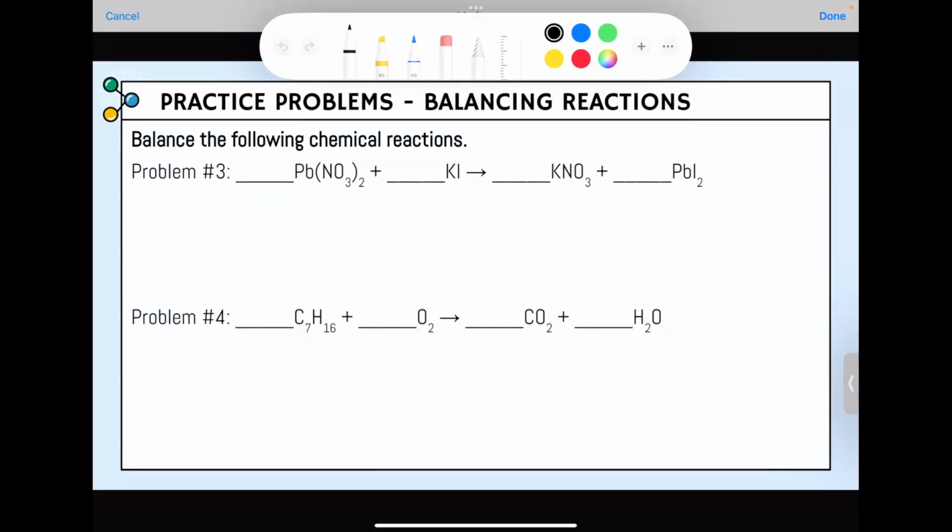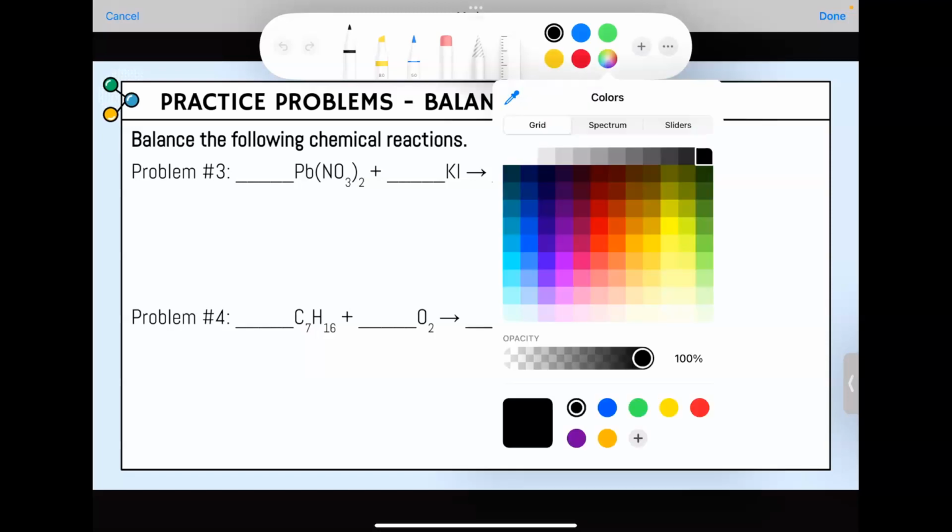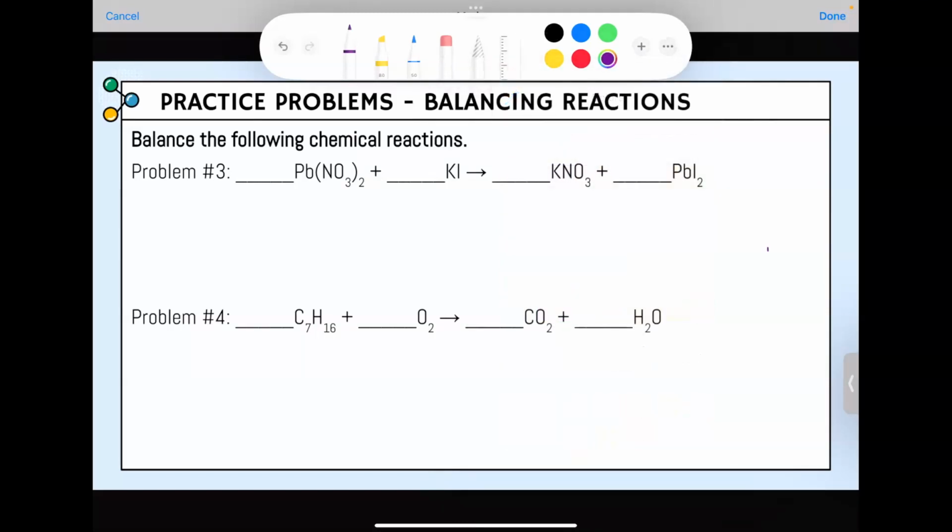This time we have MgNO3 plus KI yields KNO3 plus PbI2. So for this one, we got to first figure out if there's any polyatomic ions present. And in this problem, we do have a polyatomic ion. And the polyatomic ion that we have is nitrate, and nitrate is NO3. So we're going to go ahead and box NO3. That is the only polyatomic ion that we have.